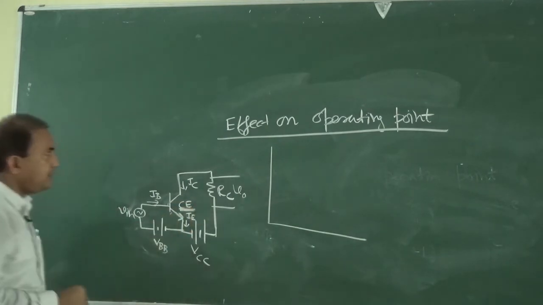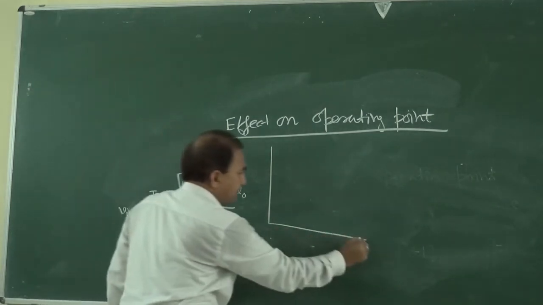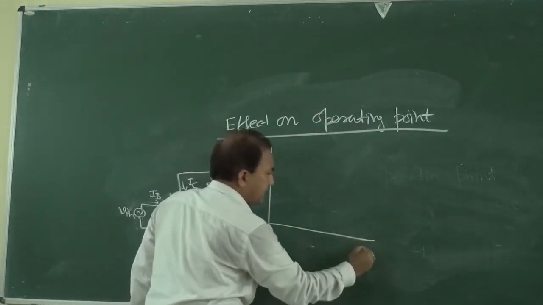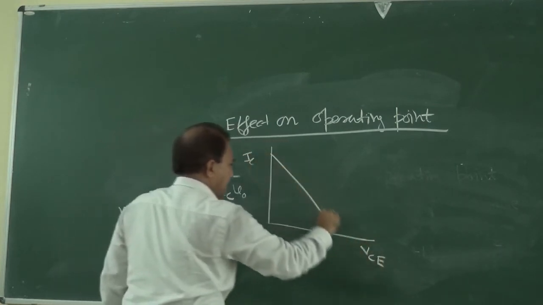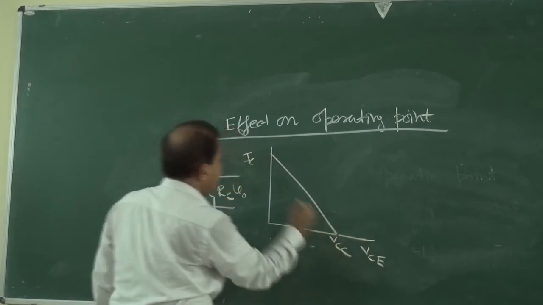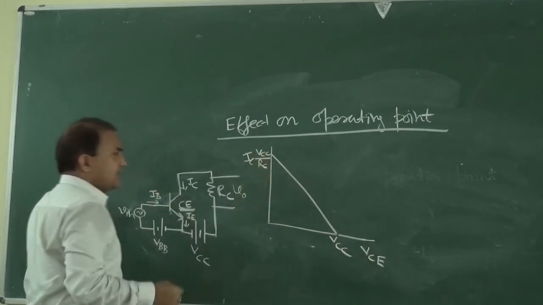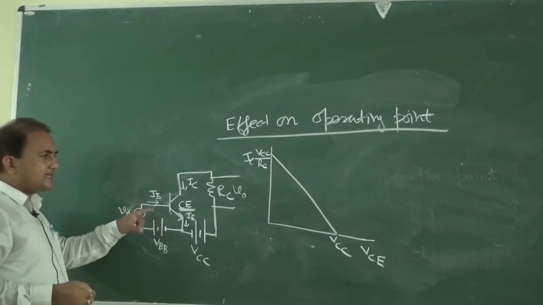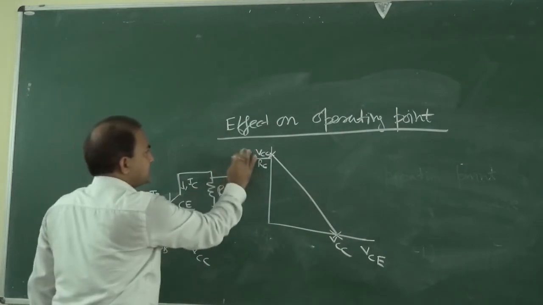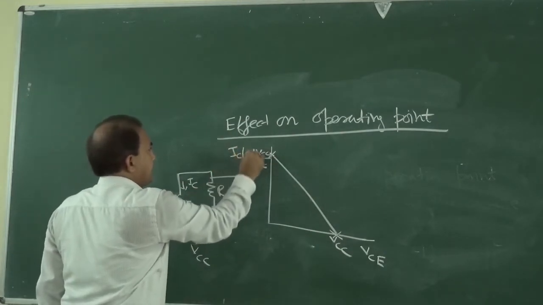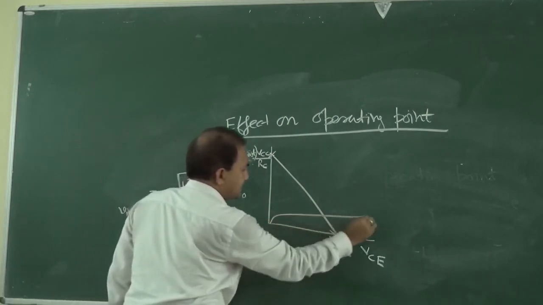This is a common emitter configuration of BJT. Now, if you want to draw the load line for this circuit, how can we draw it? It is VCE versus IC. At this point it is VCC, and at this point it is VCC by RC. So we can draw the load line for this circuit. This is IC saturation. Now the output characteristics are like this.